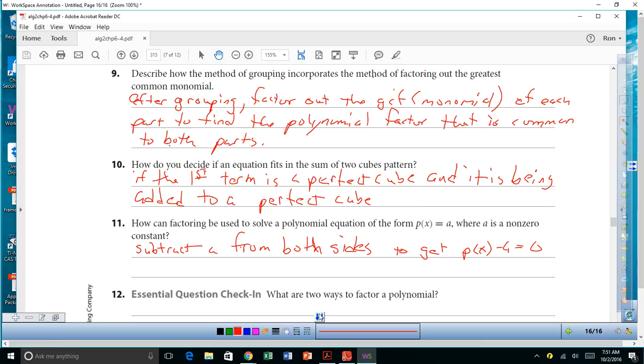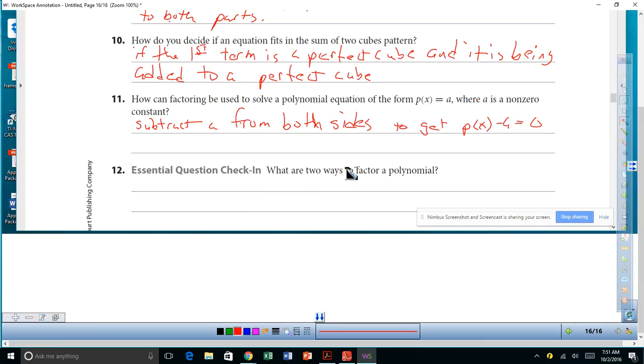Essential question check-in. What are two ways to factor a polynomial? Well, grouping, and the other that we worked on is recognizing special factoring patterns. Grouping and recognizing special factoring patterns.